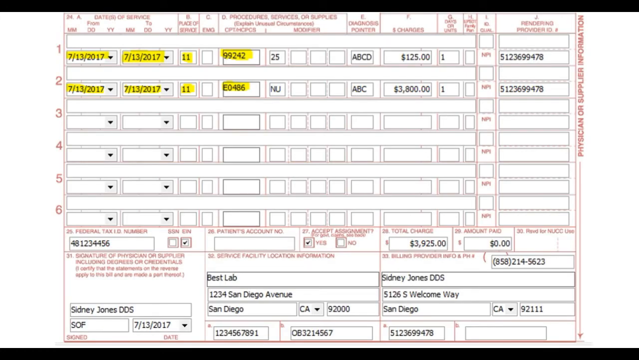Here it is on the claim form. With 24A, we put the date of service, the from and the to, the month, day, and year. And then 24B is the place of service, which will always be 11 for the office. And then in 24D, we have the code number for the exam, 99242, and then the code number for the sleep apnea appliance, E0486.